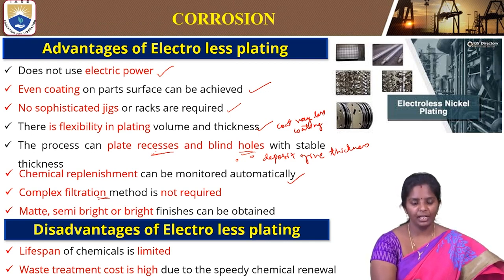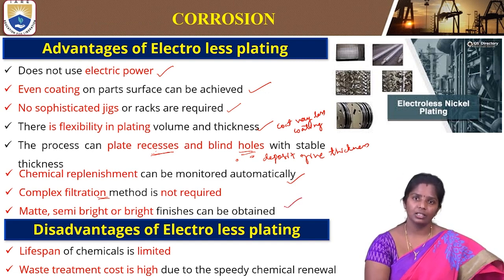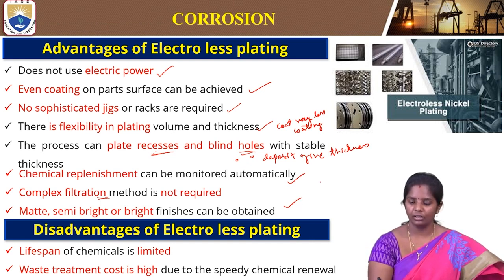Then matte, semi-bright or bright finishes can be obtained. Depending on the reducing agent, the concentration or the volume, we can vary the brightness of the finishes so that it allows the coating of that metal.